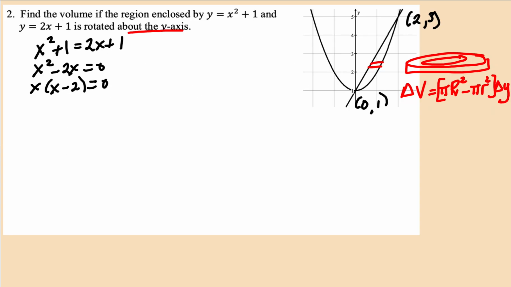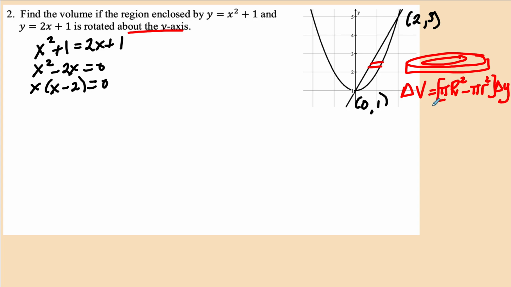All right, let's take a look at another problem. And what we're doing here is we have a curve and a line, which creates this area right here. And what we're going to do is revolve around the y-axis. So we have perpendicular to the y-axis. When we revolve, we're going to create a washer, which is a hole in it.